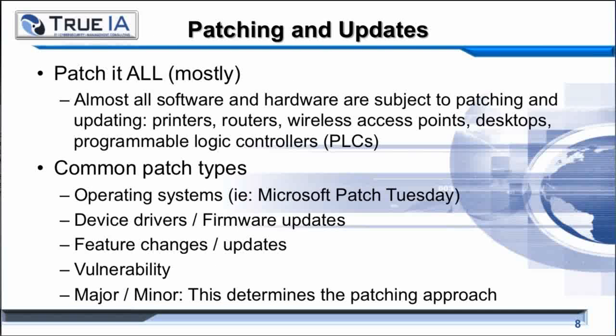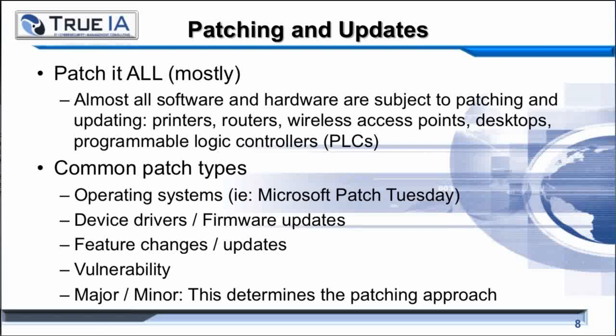The next, and probably the best way to minimize risk in our environment, is to patch our systems. Almost all software and hardware are subject to patching. This includes printers, routers, wireless access points, desktops, and any other programmable logic controllers. Some of the most common patch types you'll see are operating system patches.